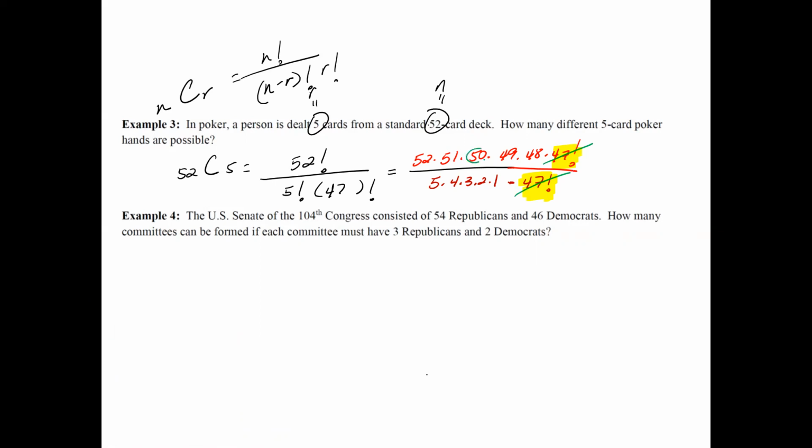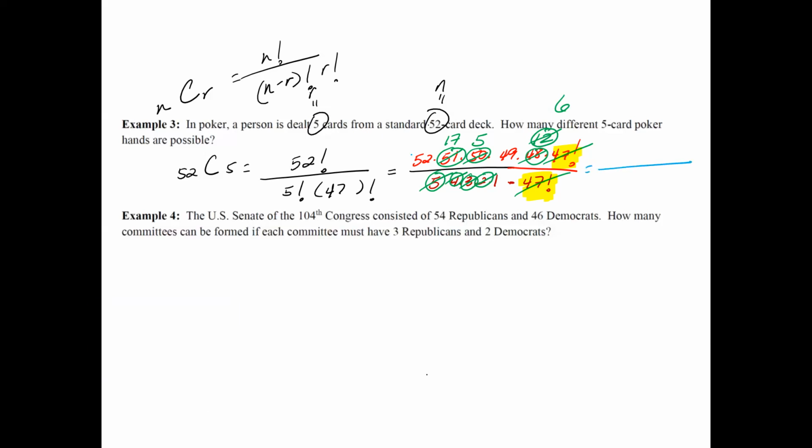Now I just want to reduce the numerator a little bit. Okay, so I know I have a 50 and a 5. So 50 divided by 5 is going to give me a 5. And then I have a 48 and a 4. 48 divided by 4 is going to give me a 12. And then I have a 51 and a 3. 51 divided by 3 is going to give me a 17. And then I have a 12 and a 2. 12 divided by 2 is going to give me a 6. See how easy that was? You just have to reduce it down to the bottom.